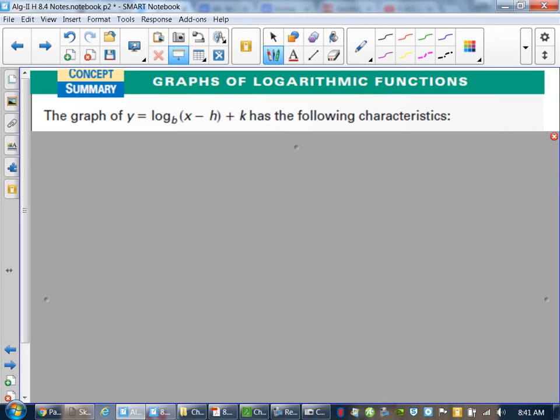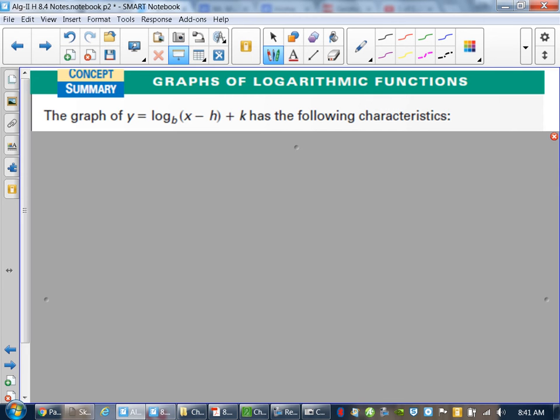When we talk about log properties, the two I want to keep referencing are log base b of b is 1, and log base b of 1 is 0. Basically, we're going to use those two properties to graph logarithms over and over and over again. So what we have is the generic form, log base b of x minus h plus k.